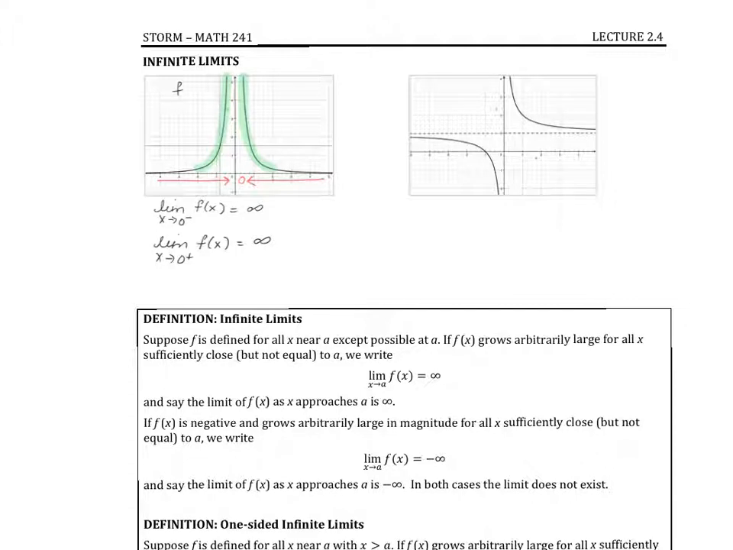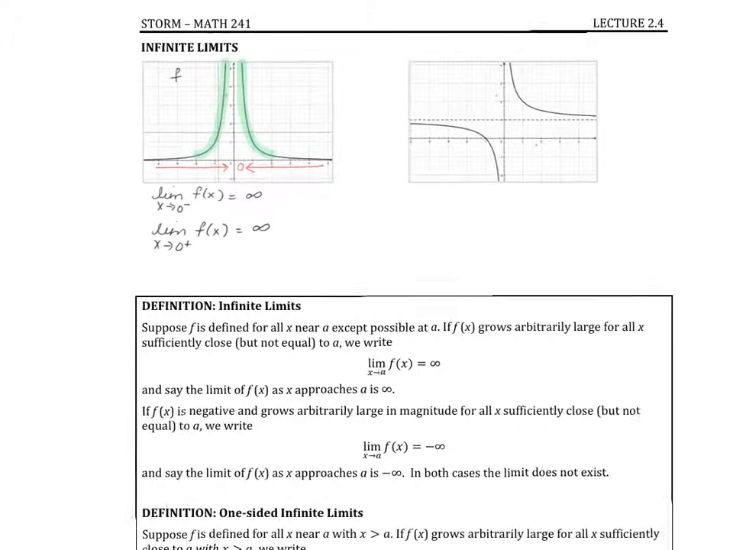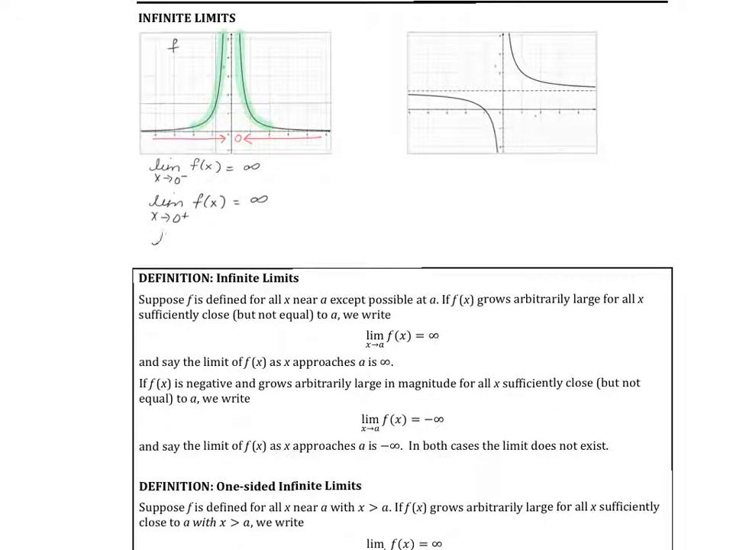So notice that when I come in from the left and the right, I get the same limit. I get infinity. So we can say that the limit as x approaches 0 of our function f of x is equal to infinity. Whenever you get infinity or negative infinity, that tells you it's a vertical asymptote. Let's look at the next graph.